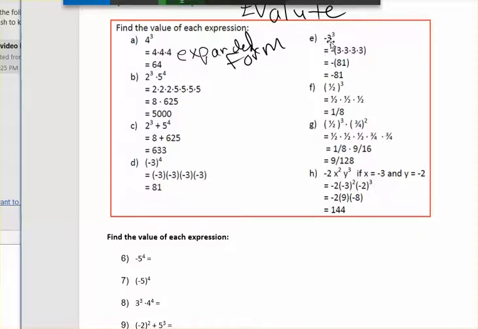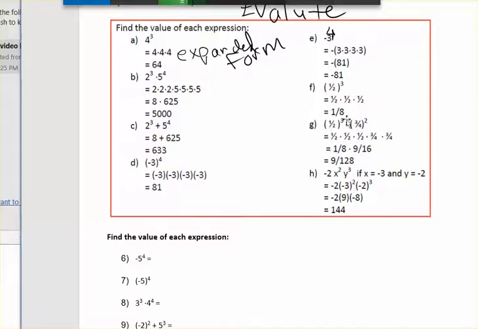If the negative is in front, not in parentheses like in E, then that just means your answer will be the opposite of whatever you get. This is supposed to have an exponent of 4 on here. There's a typo. This is supposed to be -3 to the 4th. Right here. And that means the negative is in front. Then you do 3 to the 4th, and your answer would be a -81 in that case.